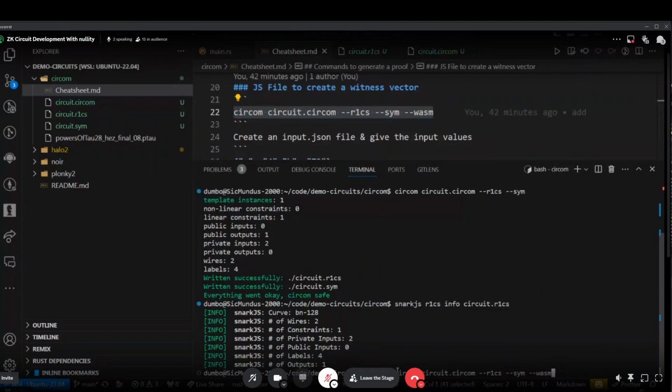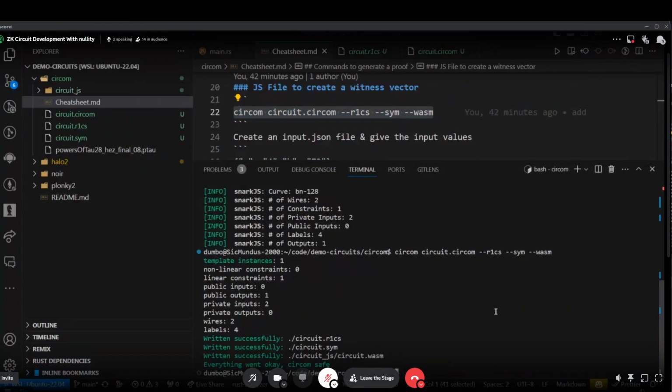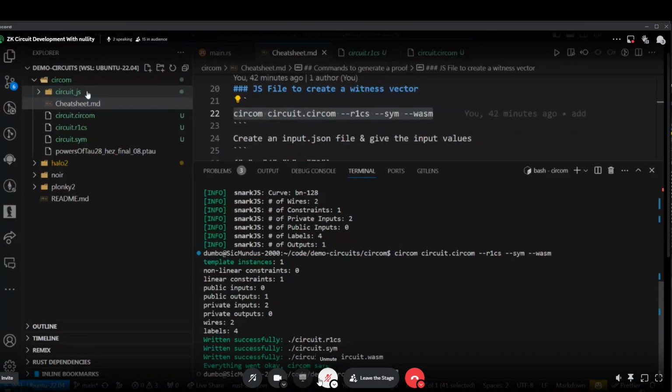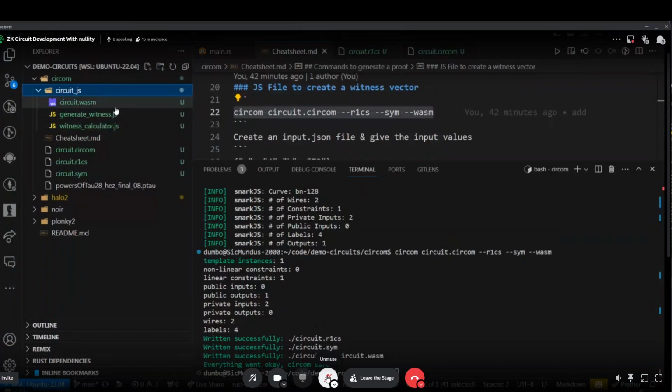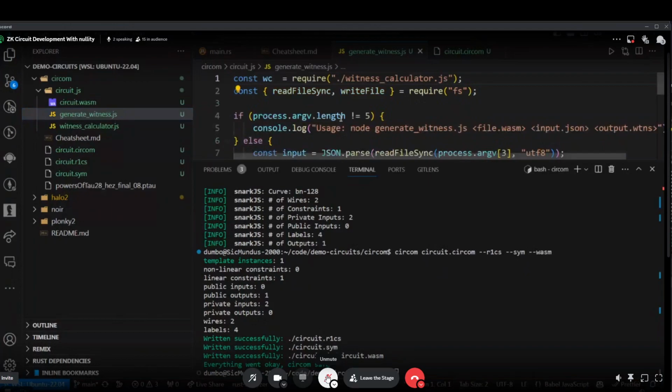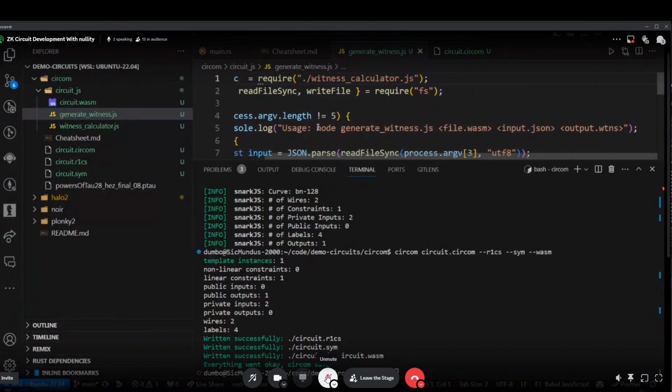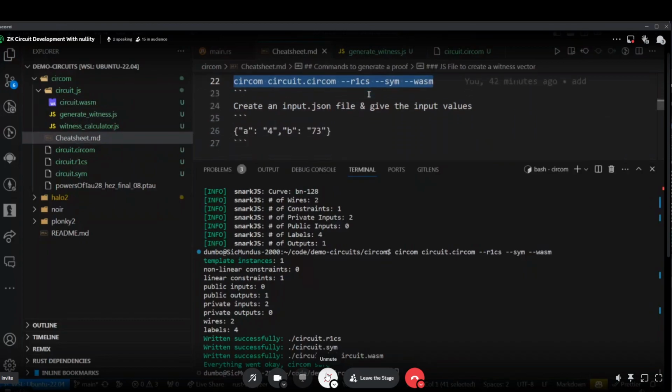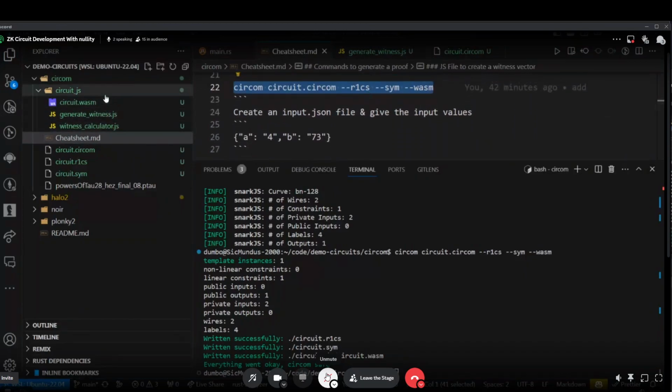So go here, paste this. Yeah, we just created a circuit underscore JS folder. It has three files. One is to generate your witness vector. You just have to use this command, which I have over here. But before that, you would have to create an input file to specify your inputs.